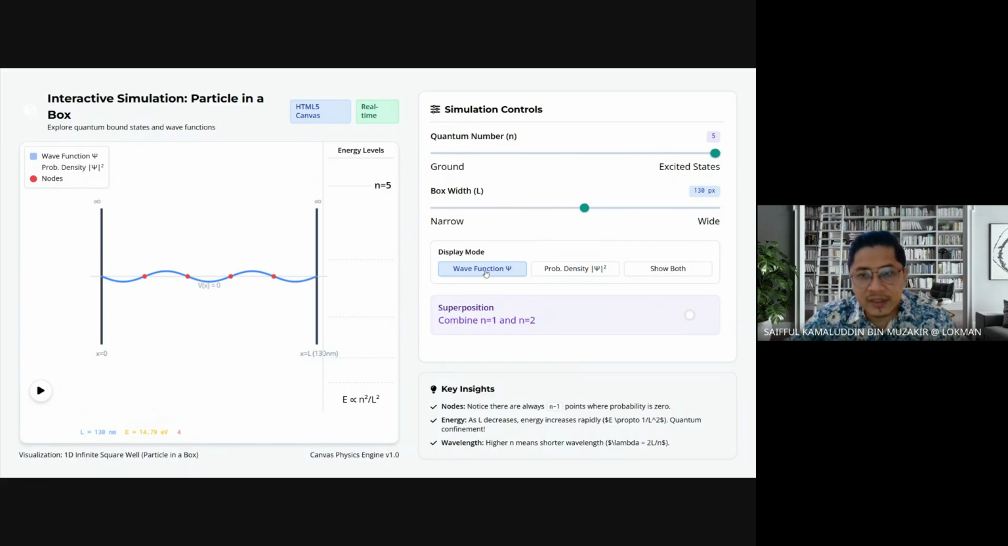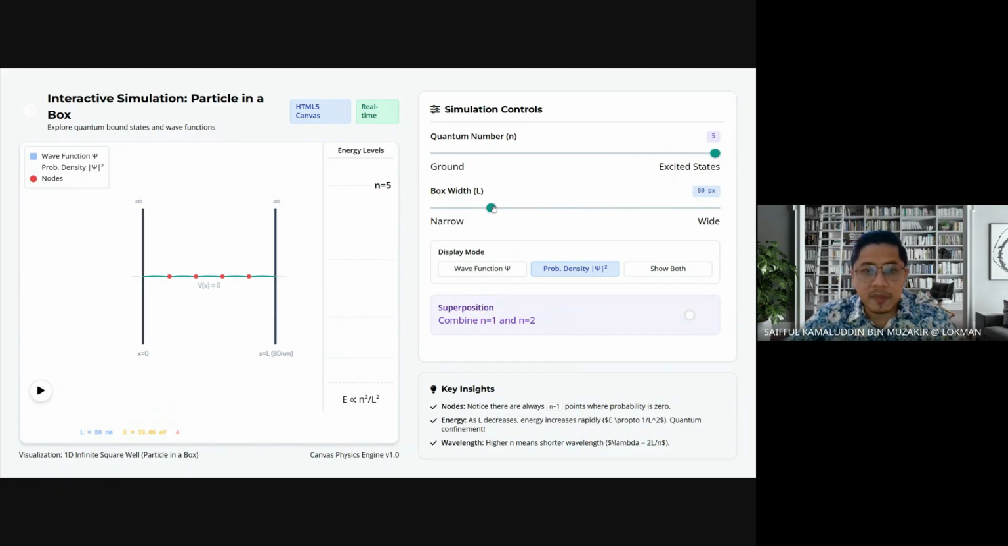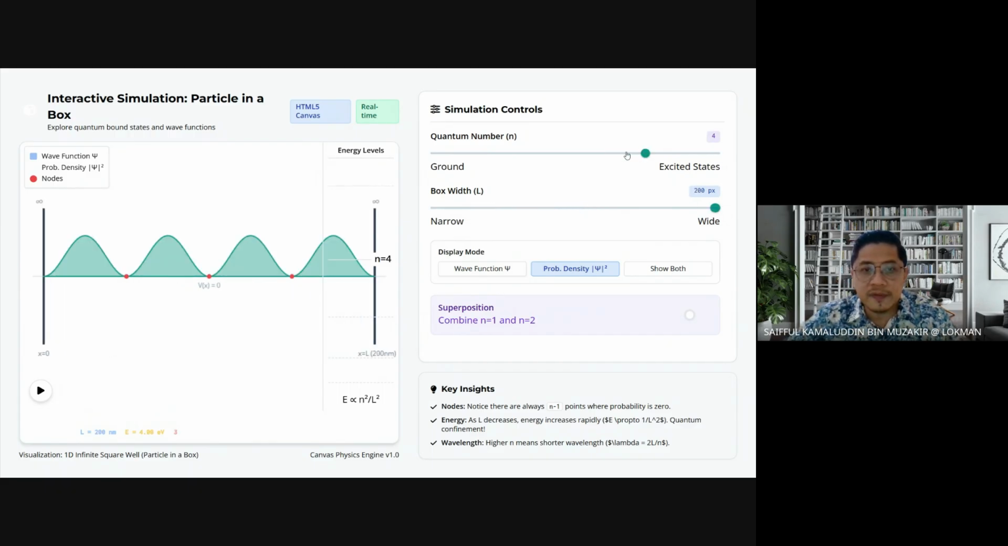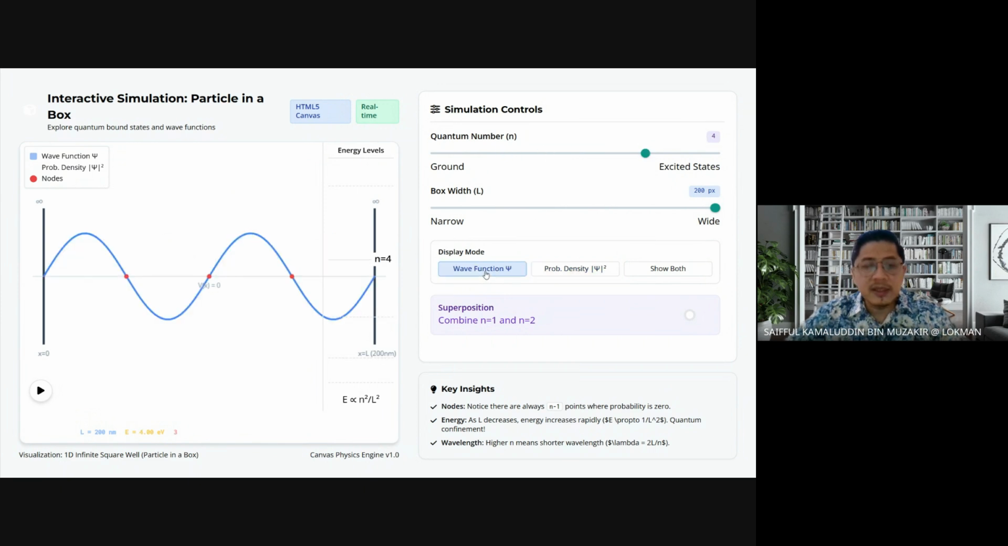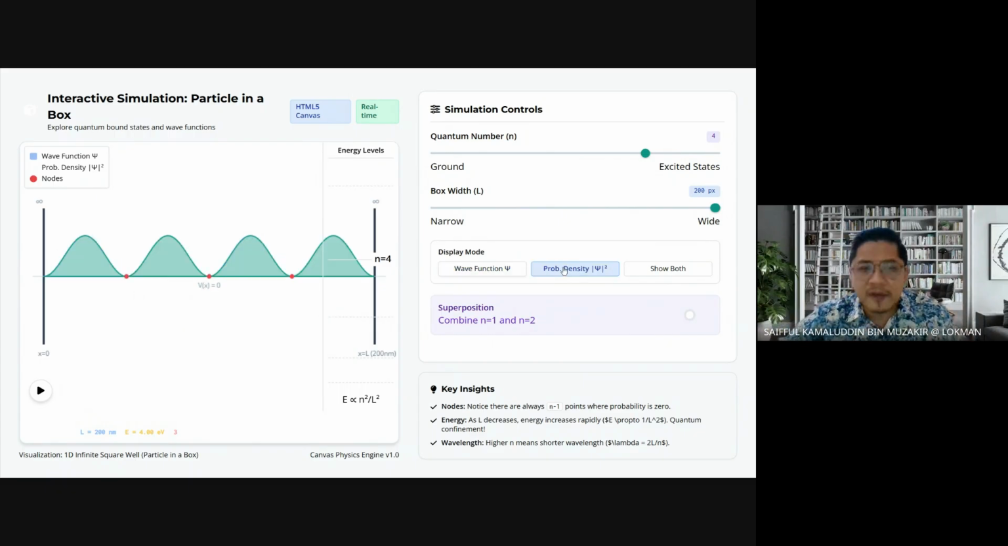So this is the wave function. How about probability density? Always positive. Remember, wave function, psi, we have sinusoidal, we have peak, we have trough, we have positive, we have negative. But if you choose probability density, it's a psi square. When we have psi square, everything is squared, so we don't have any negative. We have positive. See how it transforms. Look carefully how we transform.